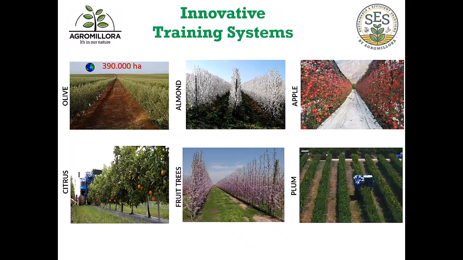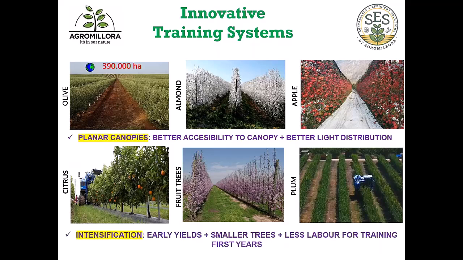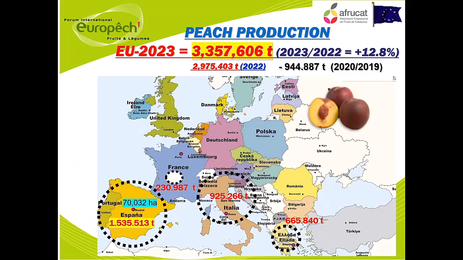Okay, so this is our proposal based on the data that we have from the breeders, from the genomics, and from the academy. We propose to the growers different training systems. As you can see, there are 2 main factors. One, all the systems that we propose are planar canopies, because of better accessibility of the canopy. And the second one is intensive orchards to get early yields. I think these 2 ideas are very, very important: planar canopies, accessibility, and intensification. In fact, it's exactly what happened in the apple for the last 40 years. So it's nothing new.